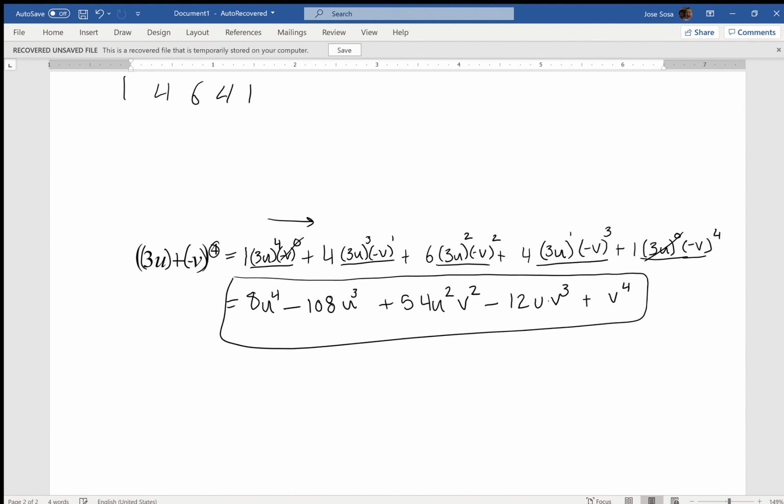I'm going to check that I did my work correctly. U's in descending order. So 4th, 3rd, 2nd, 1st, 0. Perfect. And v's in ascending order. V to the 0. Oh, I missed the v here. V to the 1st. V to the 2nd. V to the 3rd. V to the 4th. So notice that I forgot to write this v here. That's my bad. But that's one quick way of checking your work, whether you did it correctly or not.